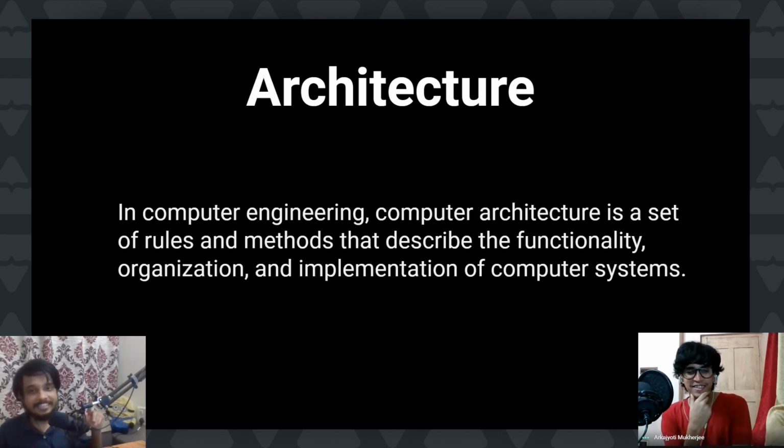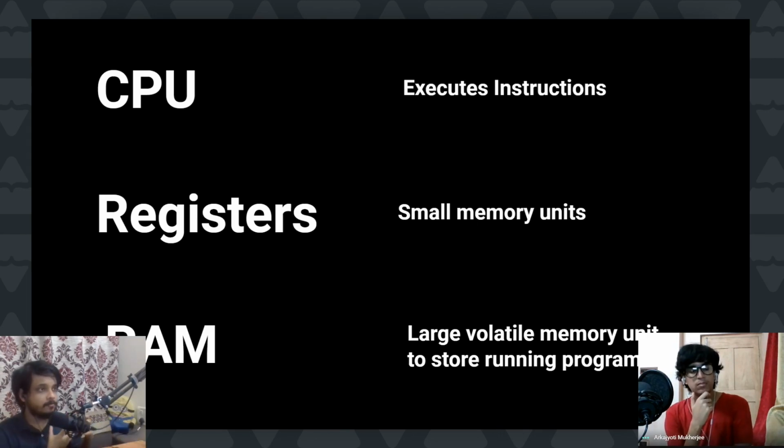So they say it's a set of rules and methods that describe the functionality, organization, and implementation of computer systems. Now, architecture is something like, let's say, how much RAM a computer can hold, what kind of instructions the CPU might execute. All these things are defined in architecture. Now we also have to keep in mind that architectures can be theoretical. It doesn't need to be put in circuits and an electronic machine. It can also be theoretical.